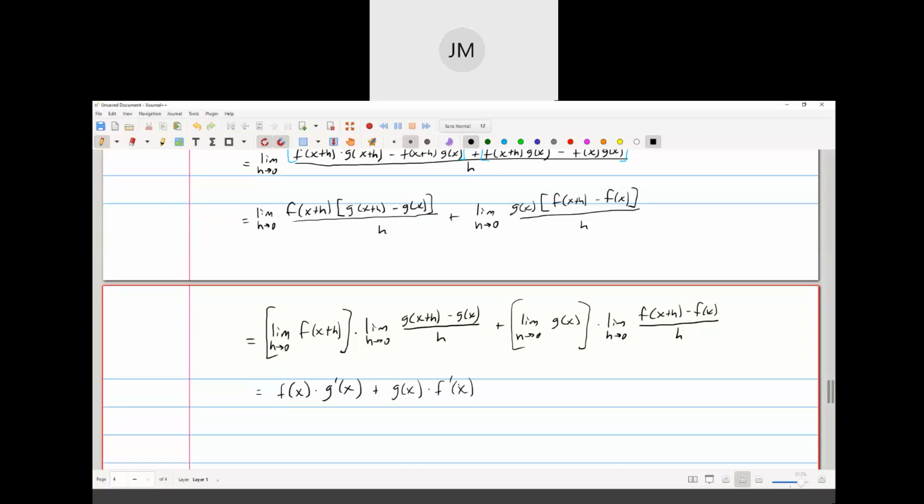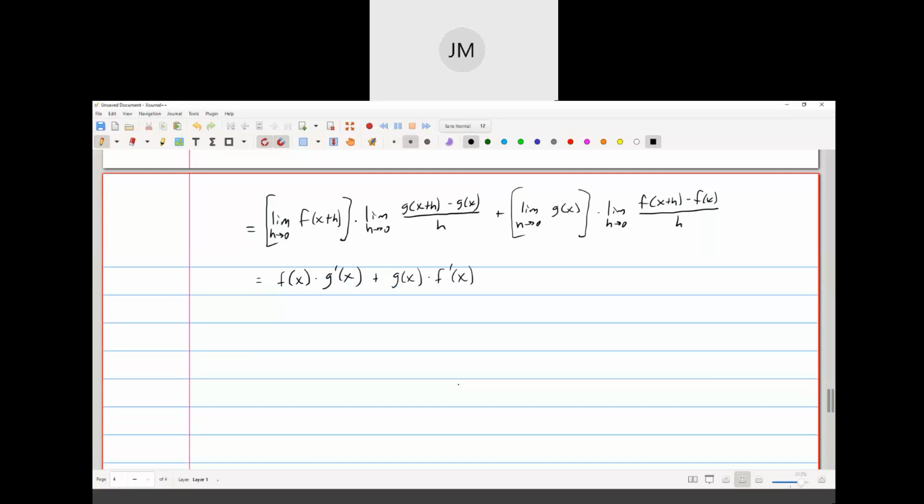Okay, now this is written in a different order than what we had before, but when adding, I can change the order and that doesn't change anything. Multiplying, I can switch the order. So I could say this is the same thing as f prime of x times g of x, just writing the second term first. And then plus this guy over here, f of x times g prime of x. Okay, and our proof is done.